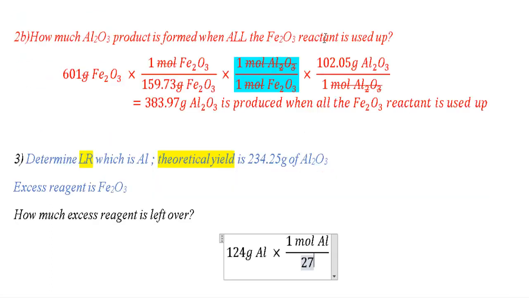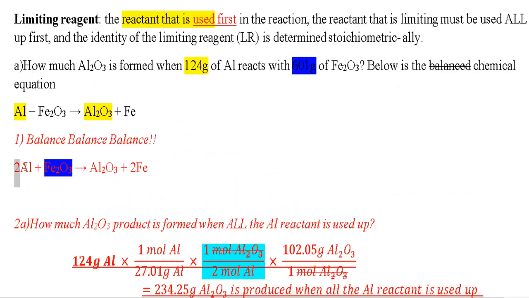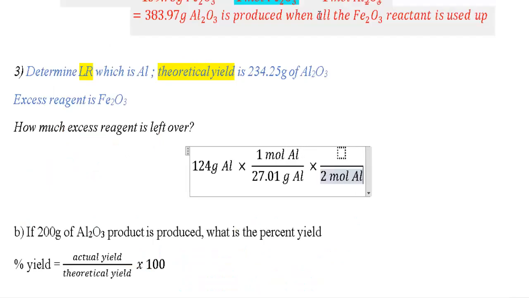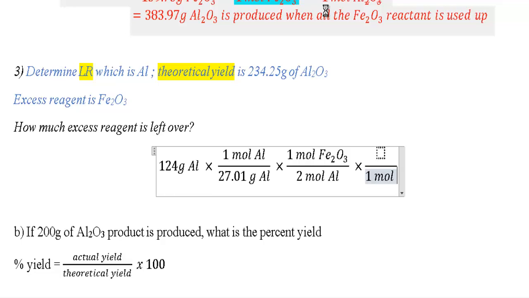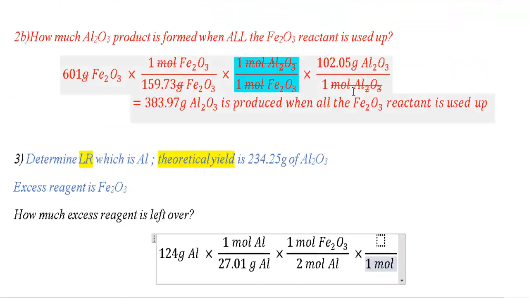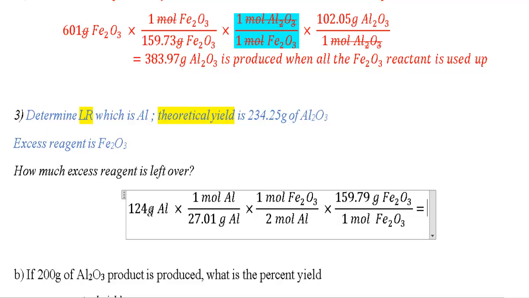For every 1 mole of Al, there's about 27.01 grams of Al. So let me look at my periodic table, and it's about 26.9, so 27.01 grams of Al. And now let's look at our balanced chemical equation sheet. The balanced chemical equation sheet tells us that for every 2 moles of Al, there is 1 mole of Fe2O3. For every 1 mole of Fe2O3, looking at our periodic table, there's about 159.73 grams of Fe2O3.